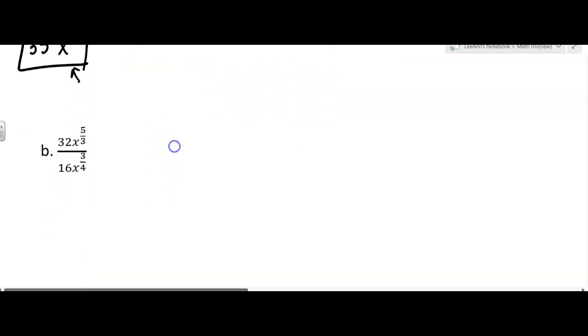Okay, now we have a division problem. Well, similar, you're going to do the 32 divided by 16. But then what's the rule for this division over here? Well, you have to subtract those exponents. So it's going to be x to the 5/3 minus 3/4.